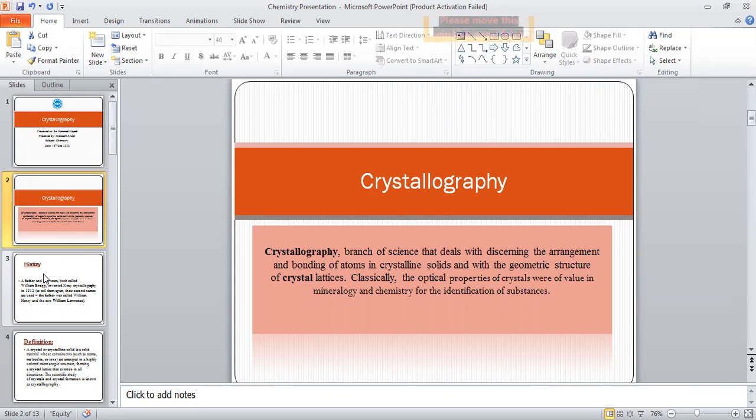Discerning is related to the arrangement of atoms. Classically, the optical properties of crystals were of value in mineralogy and chemistry for the identification of substances. Basically, this is used for the study of mineralogy, which is the study of minerals, and chemistry for the identification of substances, and to check and recognize substances.